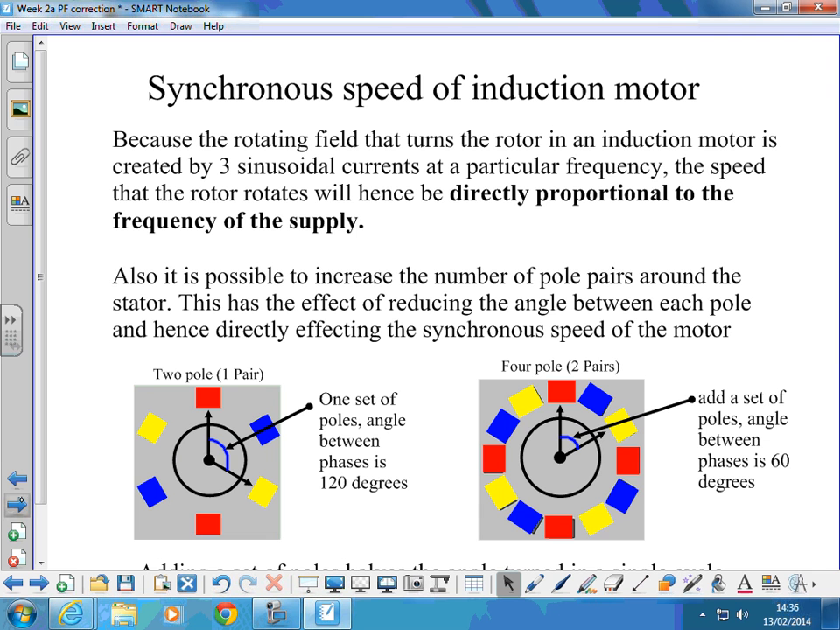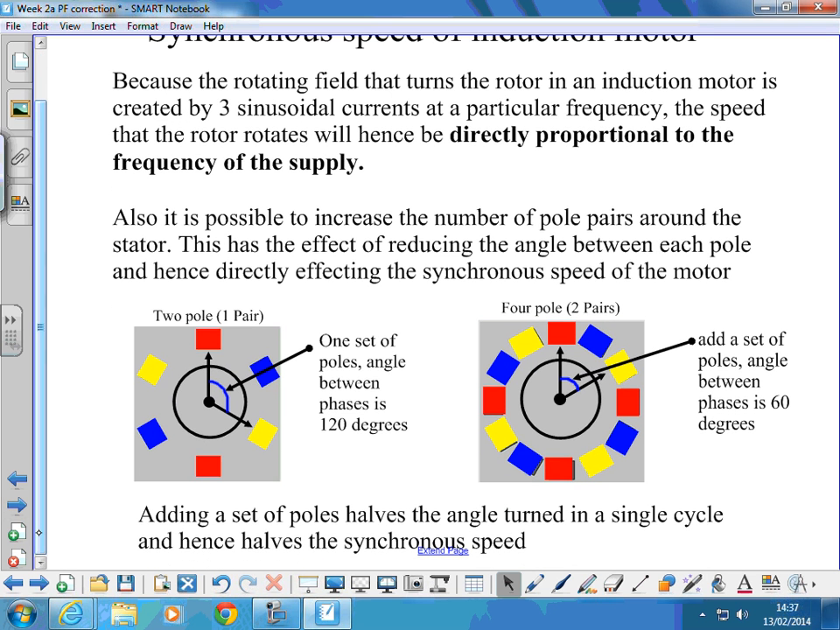So as we've added an extra set, we've now only got 60 degrees between red and yellow, where before we had 120. Therefore, over that same period of time, we're only going to travel half the distance. So adding a set of poles halves the angle turned in a single cycle, and hence halves the synchronous speed.